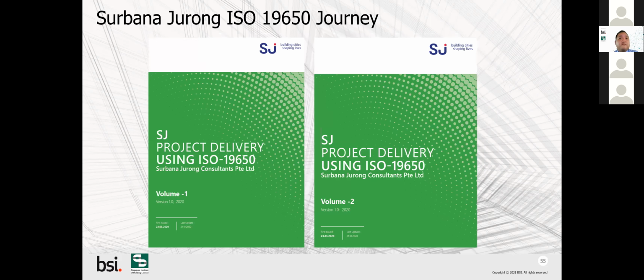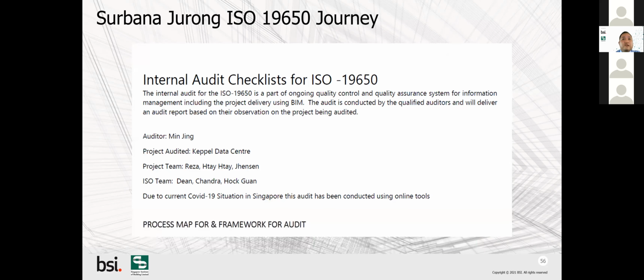Next, please. And then you can see from our documentation, this is just a typical example of our company's ISO 19650 documentation related to BIM, IDD, and VDC. Yeah. So next slide. And in the last part, next slide, please.